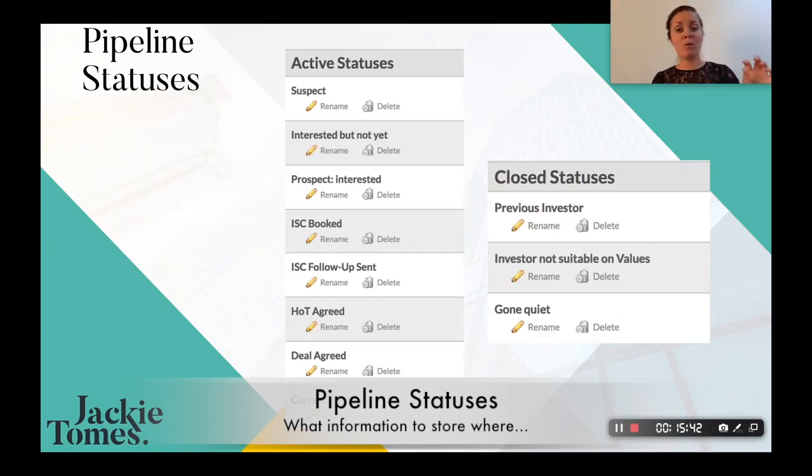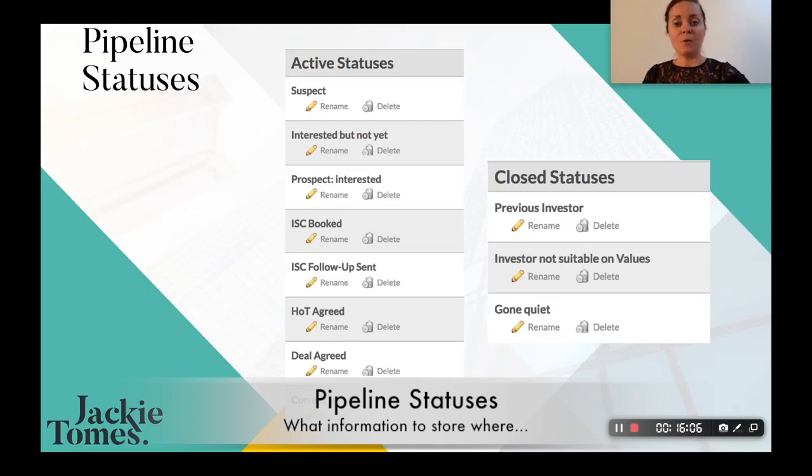So if you remember, when you're setting this up, you go to customize your pipeline settings, and then you can add a number of different statuses. So you've got your active status. This is just a screenshot from within Less Annoying CRM. On the left, you've got your active statuses, and on the right, you've got your closed statuses. The active ones are actually far more important and relevant.